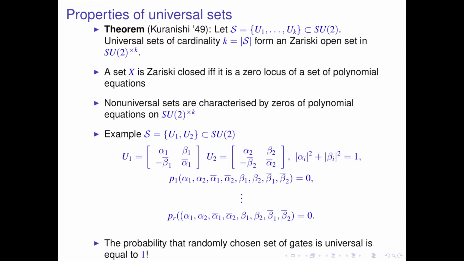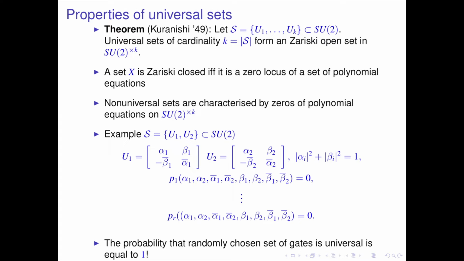Of course I need to explain to you what is Zariski open. This is actually a type of topology which is useful in many branches of mathematics and actually in physics also, especially in entanglement. The set is Zariski closed if it is a zero locus of some polynomial equations. This is a very simple definition. And then it is open if it is the complement of this set. So this theorem implies that non-universal sets are characterized by zeros of some polynomial equations.